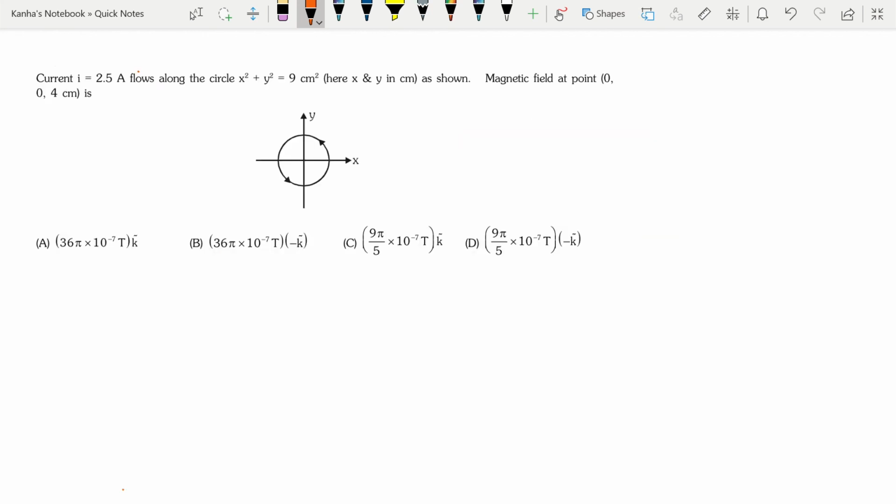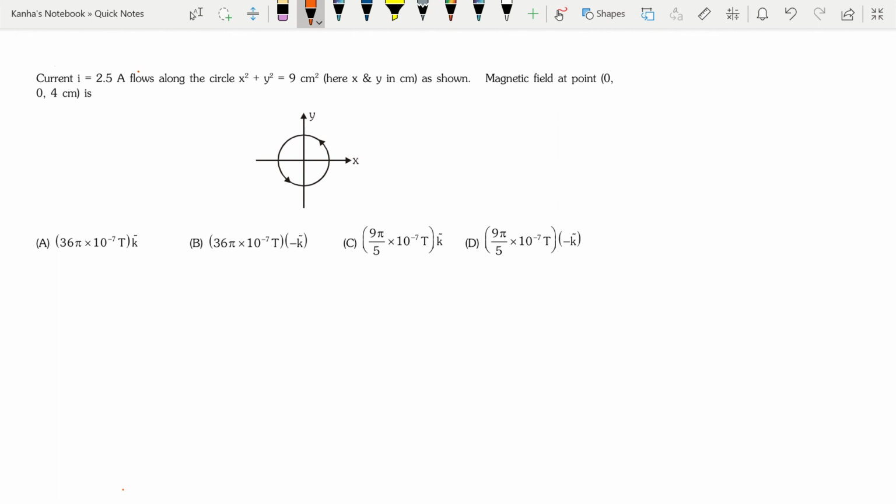Let's take a look at another question. Current I equal to 2.5 amperes flows along the circle given by the equation x square plus y square is equal to 9 as shown. Magnetic field at a point (0, 0, 4) is given by what? So how do we approach this question?